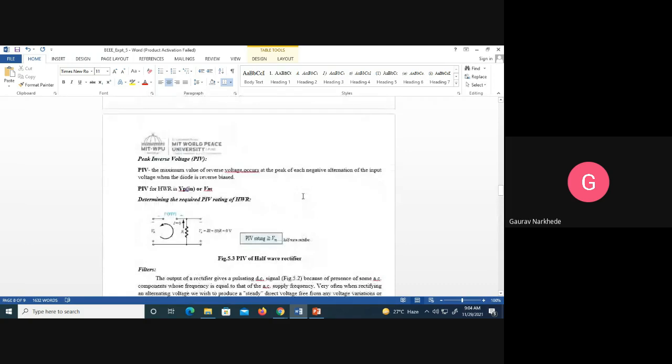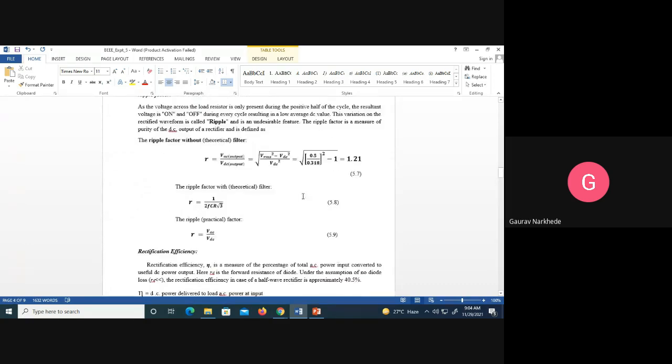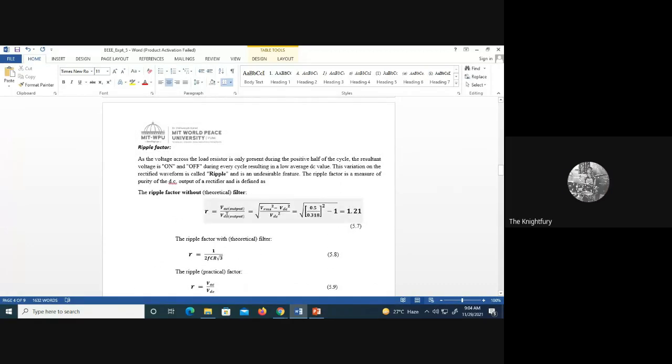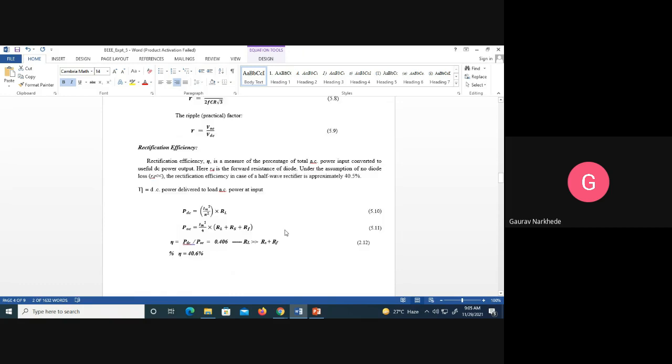Here we will go to the section called ripple factor. You can see my screen, right? Yes, sir. So this is your theoretical value of the ripple factor. Now how to calculate the practical value? You got the value of VRMS, and you got the value of VLDC. So you can use this formula and put in the values which we have observed from this table.